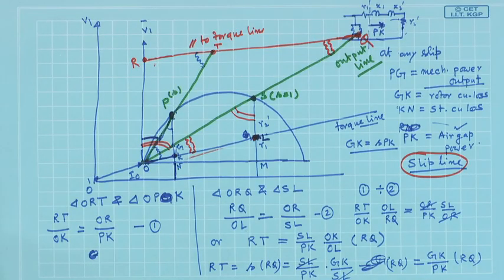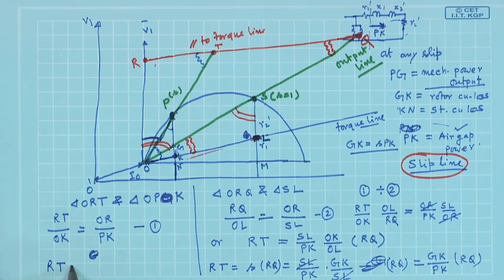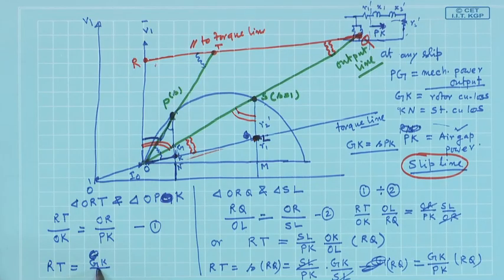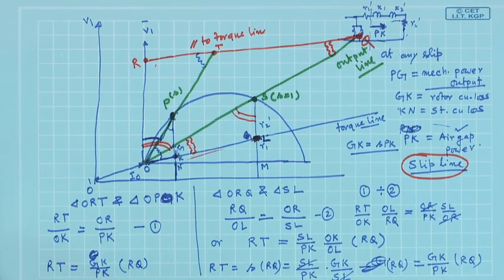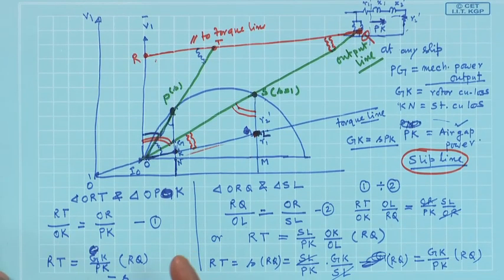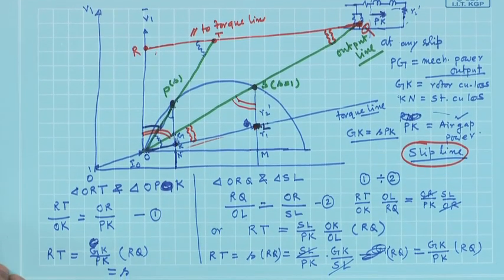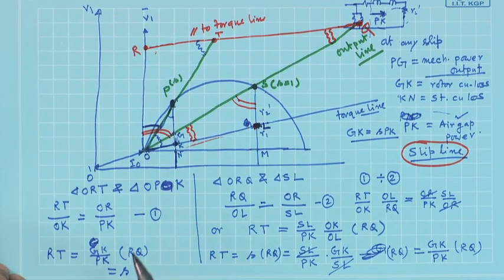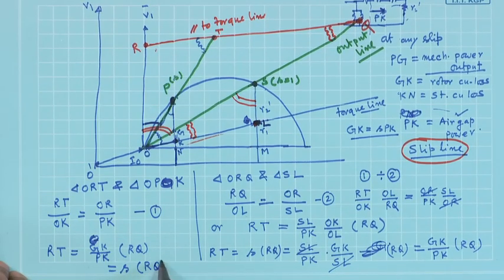Therefore, the length at T. So finally, what we have got at T is equal to GK by PK into RQ, but GK by PK is slip, it has to be, because air gap power into slip, that is S into PK, is equal to GK. GK is equal to S into PK. So this will be S into RQ.